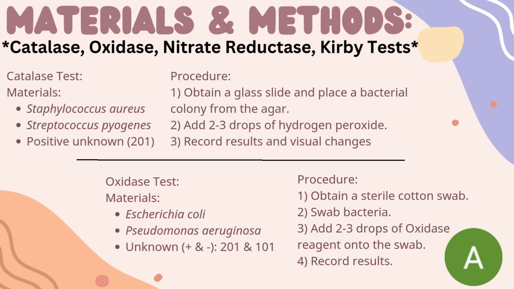The materials required for the catalase test include the bacterial samples of Staphylococcus aureus, Streptococcus pyogenes, and the positive unknown sample, in this case 201. The procedures call for obtaining a glass slide and placing a bacterial colony from the agar. Then 2 to 3 drops of hydrogen peroxide will be added. Lastly, results and visual changes will be recorded.